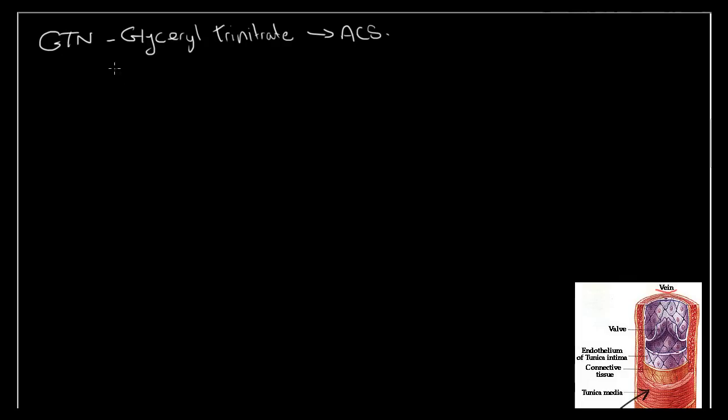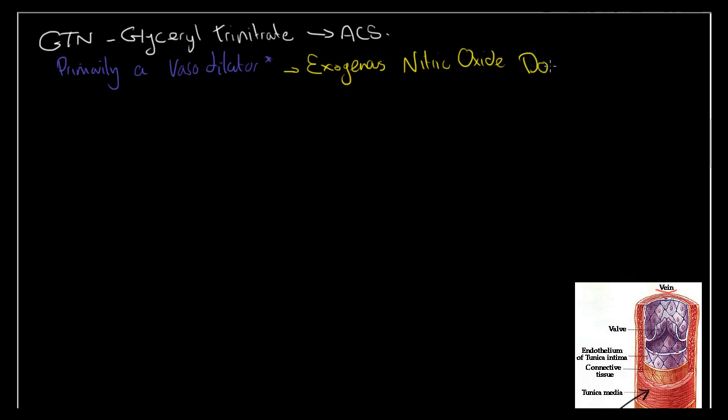What is GTN? Well, it's predominantly a vasodilator. I'll put a little star there because it does a few other things as well, which we'll talk about later. But if you want a more technical name for what it is, it's an exogenous nitric oxide donor. So exogenous meaning the opposite of endogenous, so it comes from outside the body.